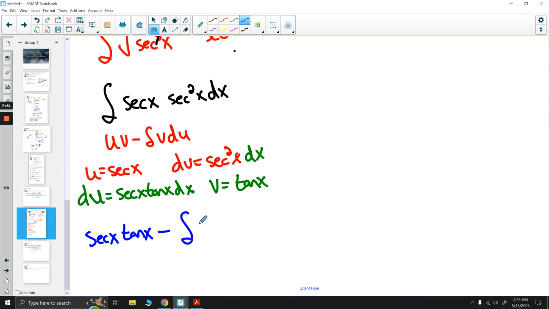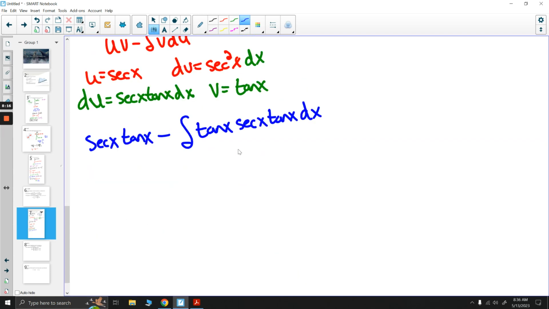Minus the integral of secant x tangent x secant x. Let's write that a little bit better, and we'll write it in the proper order. I was just doing du v, but let's do v first. Tangent x times du, which would be secant x tangent x dx. So what we end up with here, this is a tangent squared, so this is secant x tangent x, minus the integral of tangent squared x secant x dx.